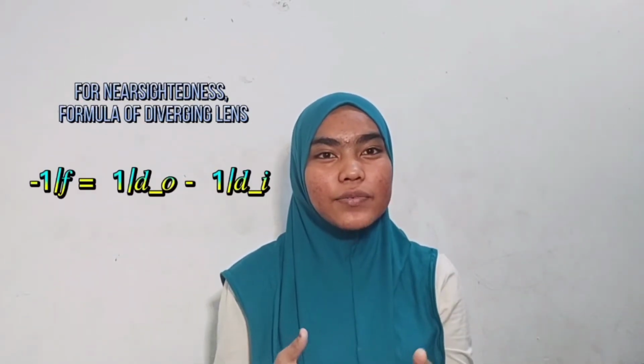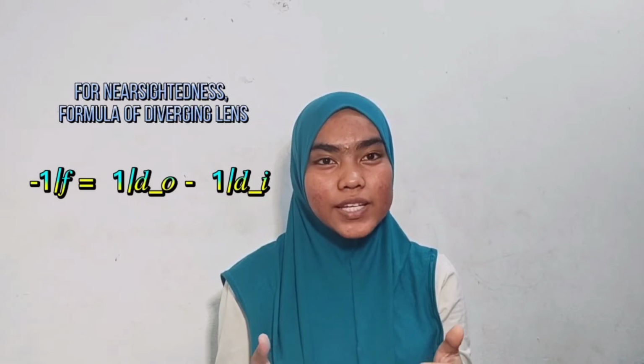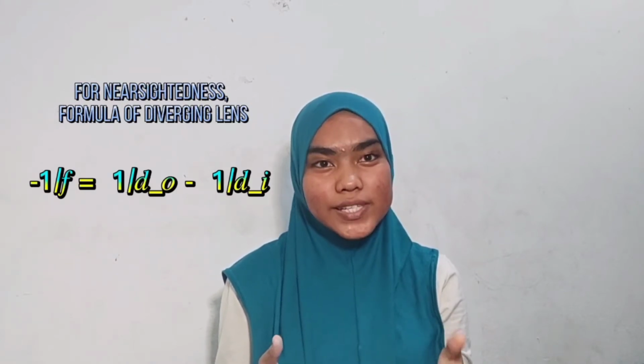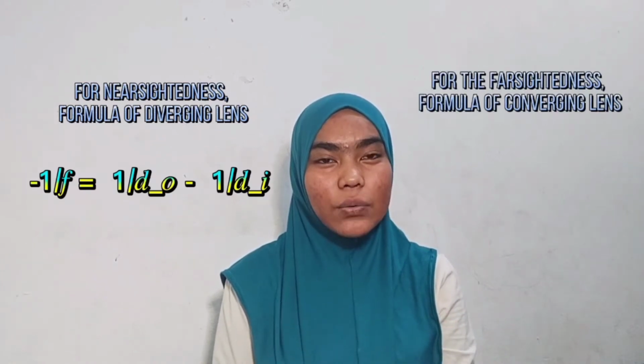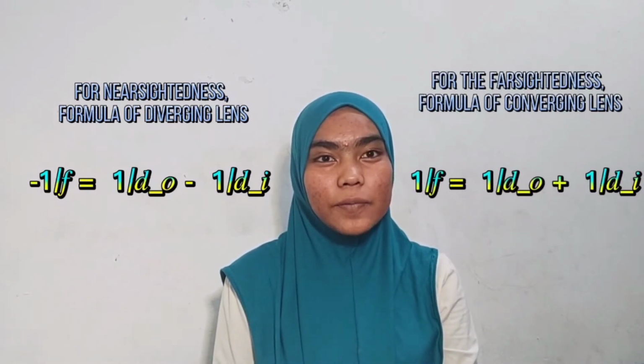For nearsightedness, the formula is for a diverging lens: -1/f = 1/d_o - 1/d_i. And for farsightedness, the formula is for a converging lens: 1/f = 1/d_o + 1/d_i.